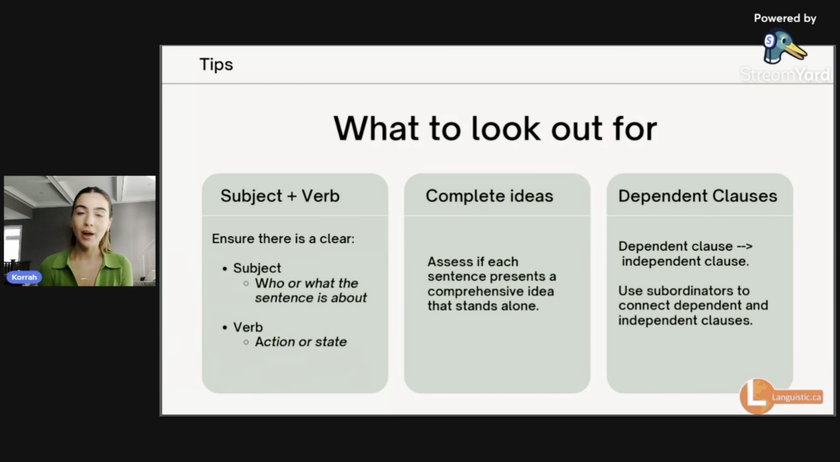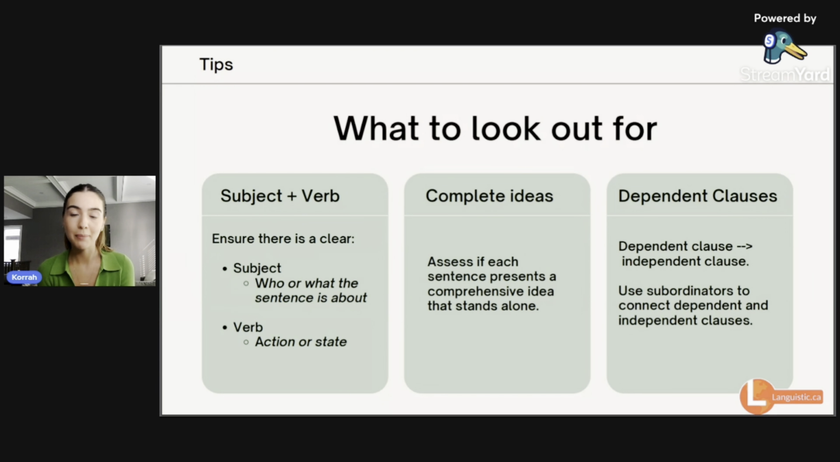So maybe when you're writing, you don't know if your sentence is a sentence fragment. Can this be on its own? Is it a complete idea? I don't know. What should you look out for? Ask yourself, is there a clear subject and verb? Do we know who or what the sentence is about and the action or state that is occurring?